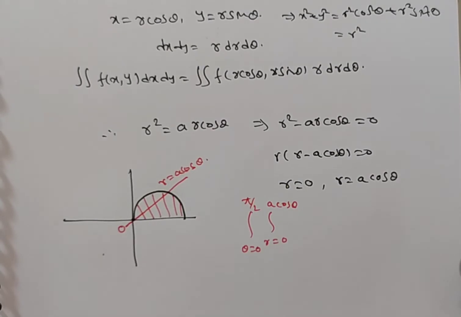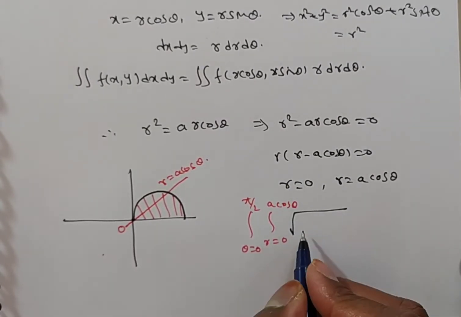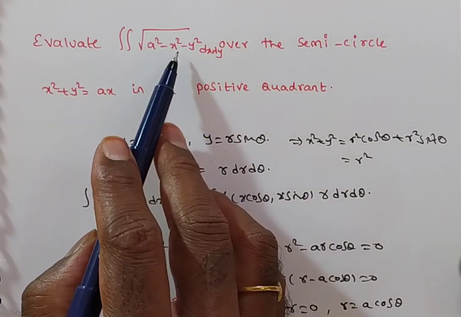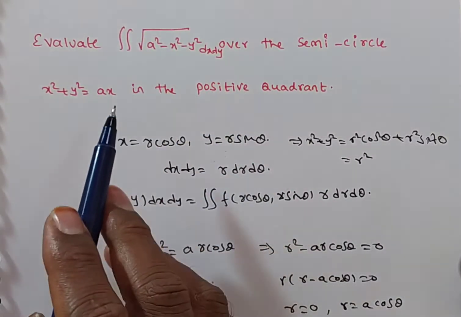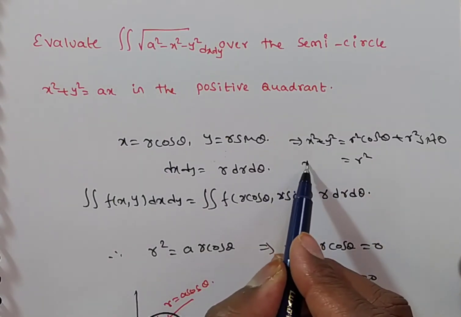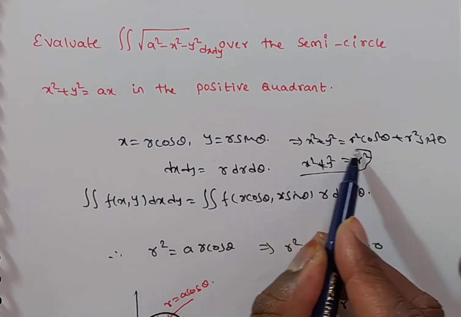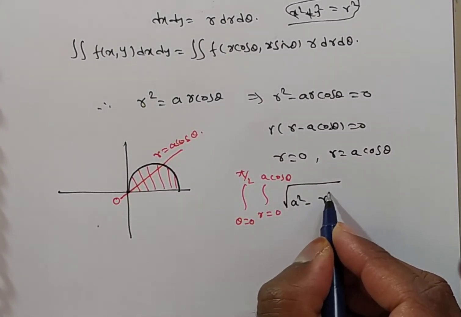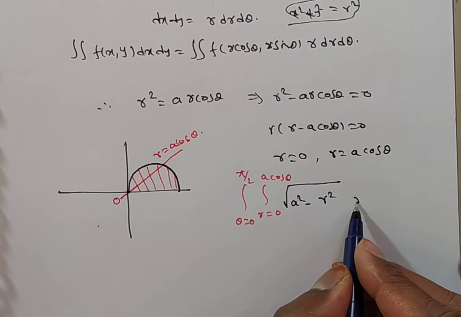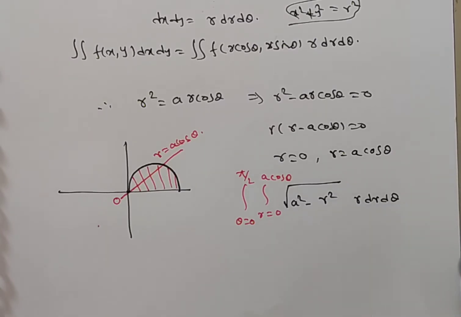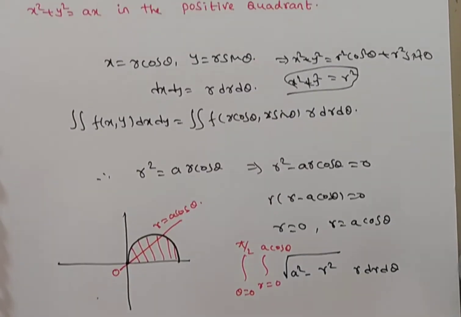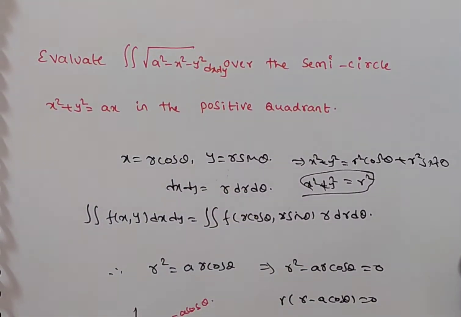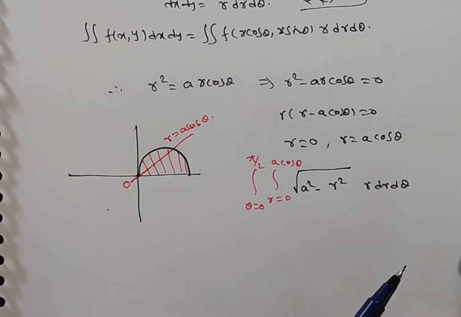Now what you can write, the integrand is square root of a square minus. If you take minus common from this, then you will have x square plus y square. What is x square plus y square? You have x square plus y square is equal to r square, and dx dy is nothing but r dr d theta. That's it. So what happened here? We changed the given integrand from Cartesian coordinates to polar coordinates. Now we have to evaluate this one.